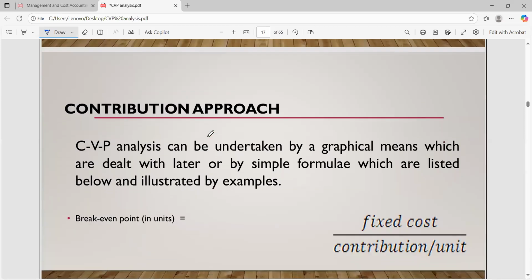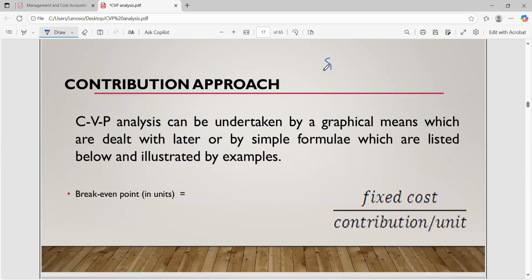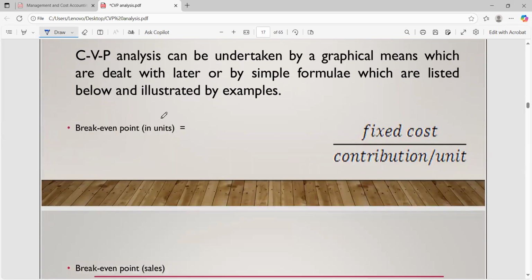And the contribution approach is always determining selling price minus variable cost being the first item, which is the contribution. So a number of methods for the contribution is that when you are asked to determine break-even in quantity or the unit to produce, it is always the fixed cost over the contribution per unit. The word is contribution per unit.